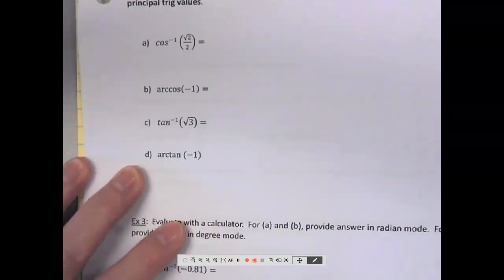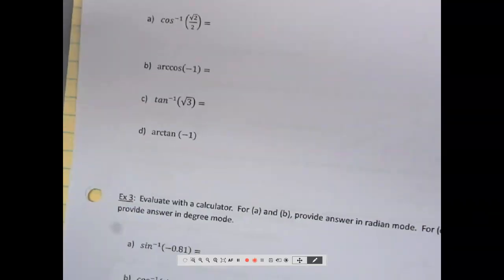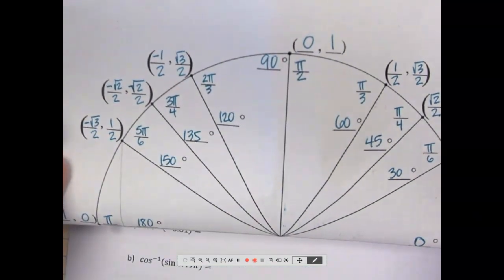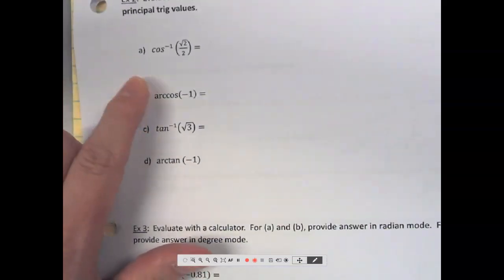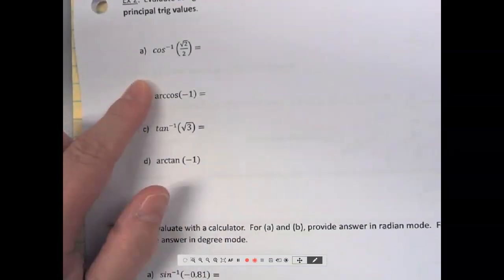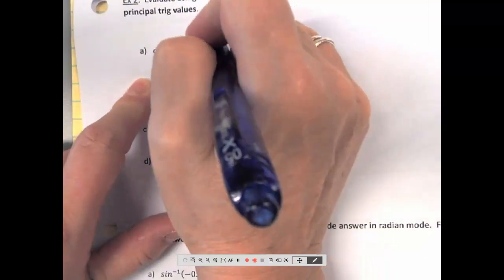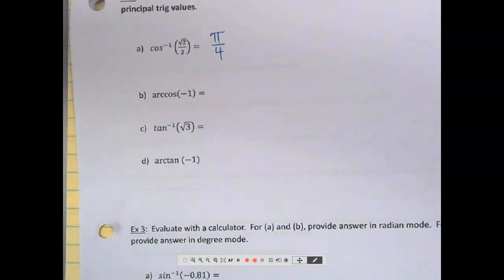So here we go. There is an angle whose cosine is square root of 2 over 2. Now, because it's cosine, I am only looking in quadrants 1 and 2. So search quadrants 1 and 2 for an angle whose cosine is square root of 2 over 2. Do you find one? And what would that be in radians? Pi over 4. So everybody see where I got that?